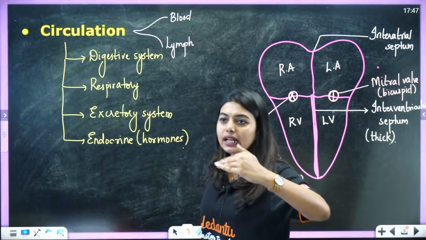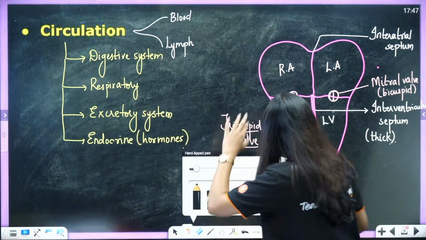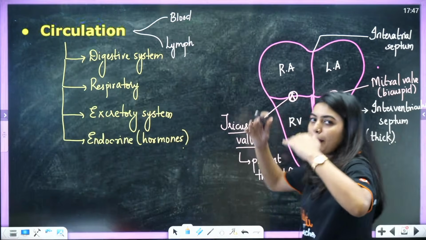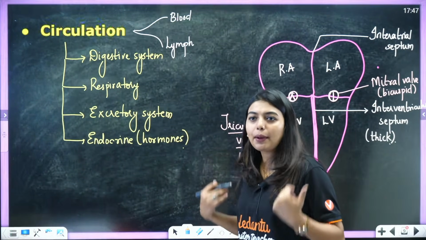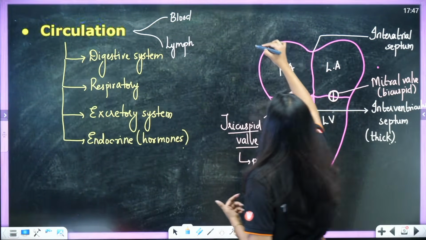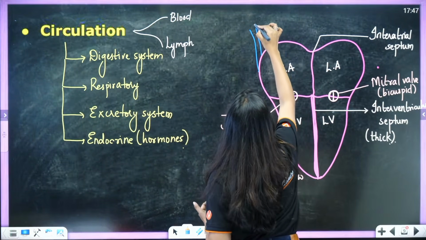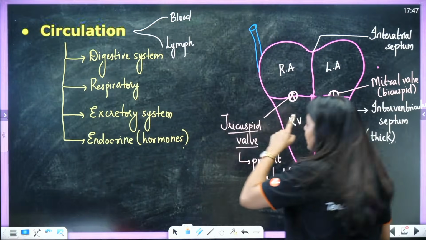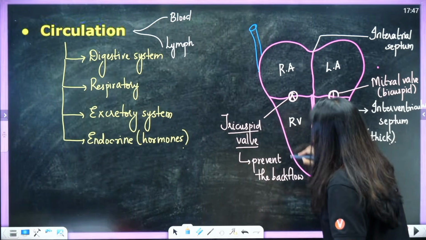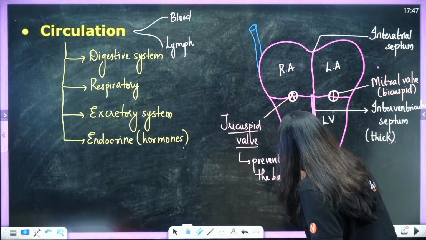Now, to collect the blood from the upper part of my body, for the upper part of the body, whom do I have? I have someone called the vena cavas. One is called the superior vena cava and I have one more called the inferior vena cava.